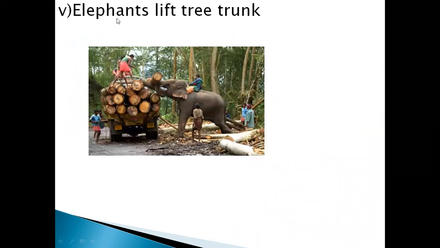And the quite interesting one is elephants. They're used in various jobs to perform many works. The main one is in lifting the tree trunk, where the muscular force is used.